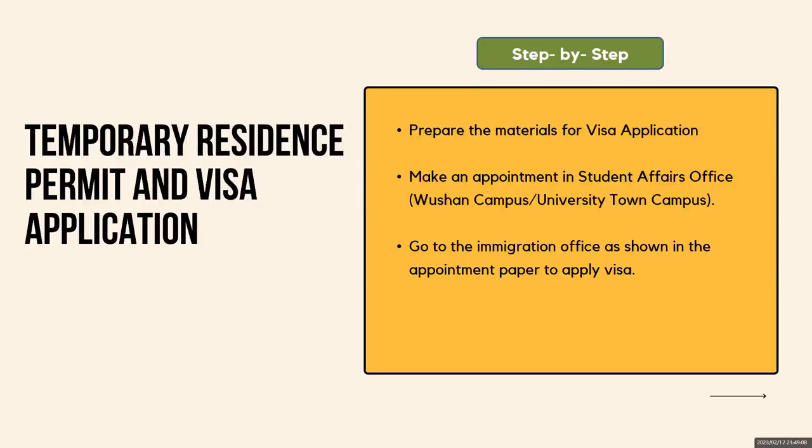Next. I want to talk here about the steps. First of all, the temporary resident permit, the visa that you will use to enter China. You need to prepare your visa application materials, like a photocopy of your passport information page, your visa information, the entry stamp, and the paper that you have. Then make an appointment with the student affairs office in Ushan campus or university town campus. Normally, it will be in university town campus. You can text the teacher using WeChat and see which time is available for you.